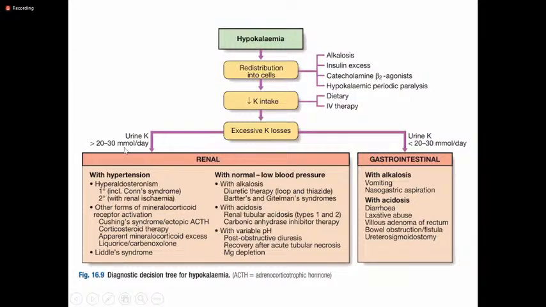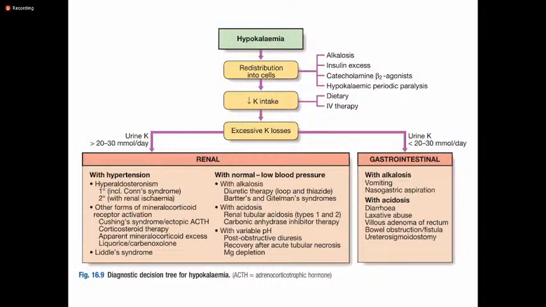However, if the urine potassium is more than 20, you want to differentiate if the patient has high blood pressure or a normal pressure. If the pressure is high, you think of issues to do with the adrenal system. So you can have hyperaldosteronism, which can be primary or secondary, or you can have other forms of mineralocorticoid receptor activation.